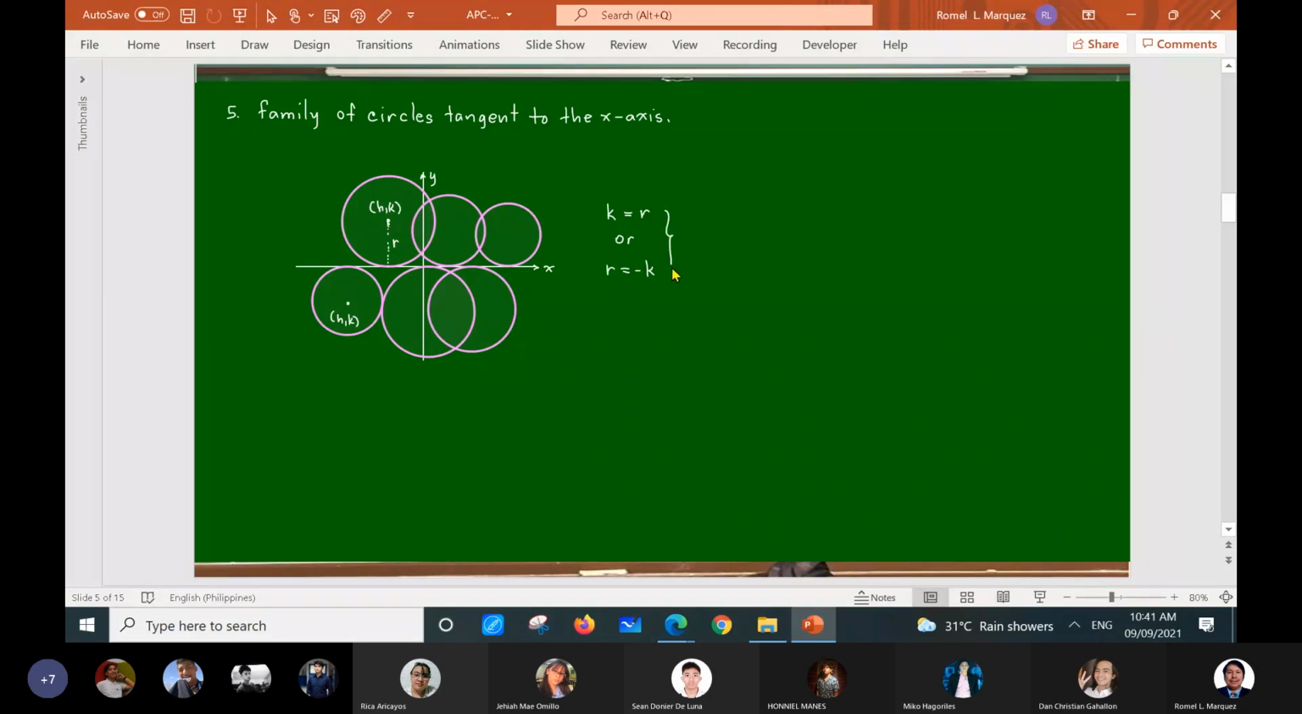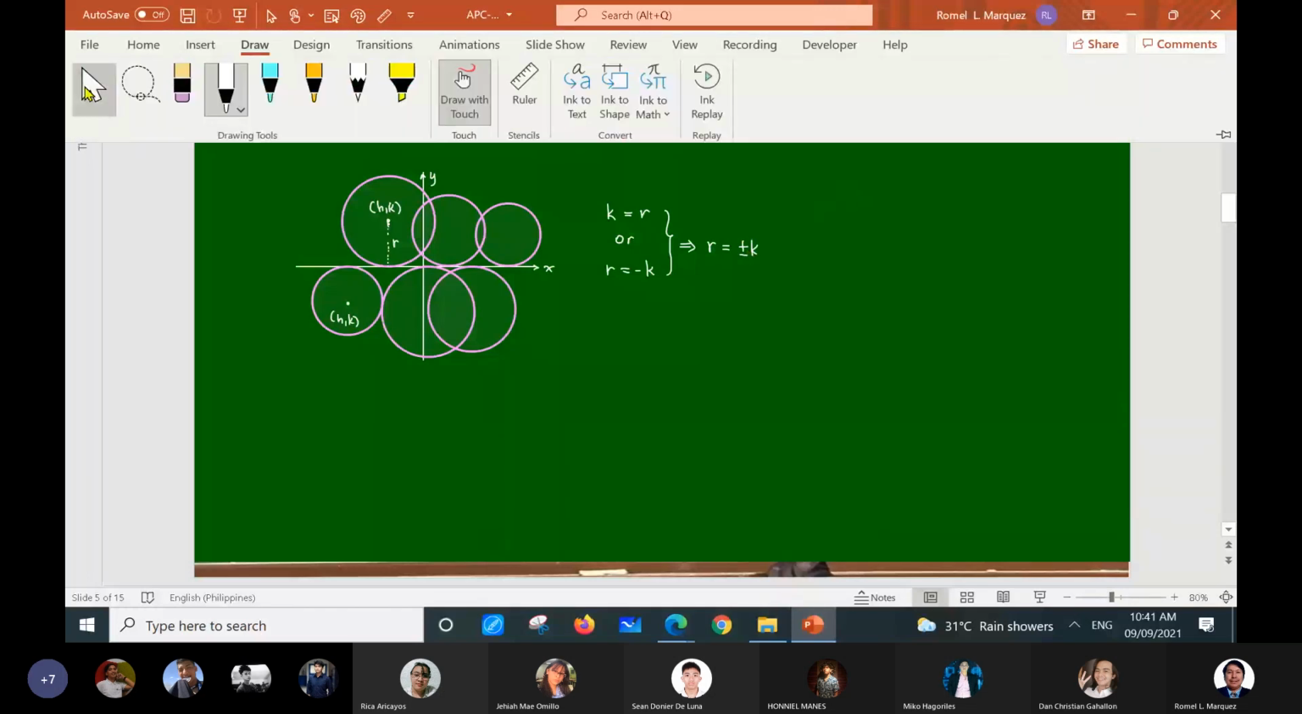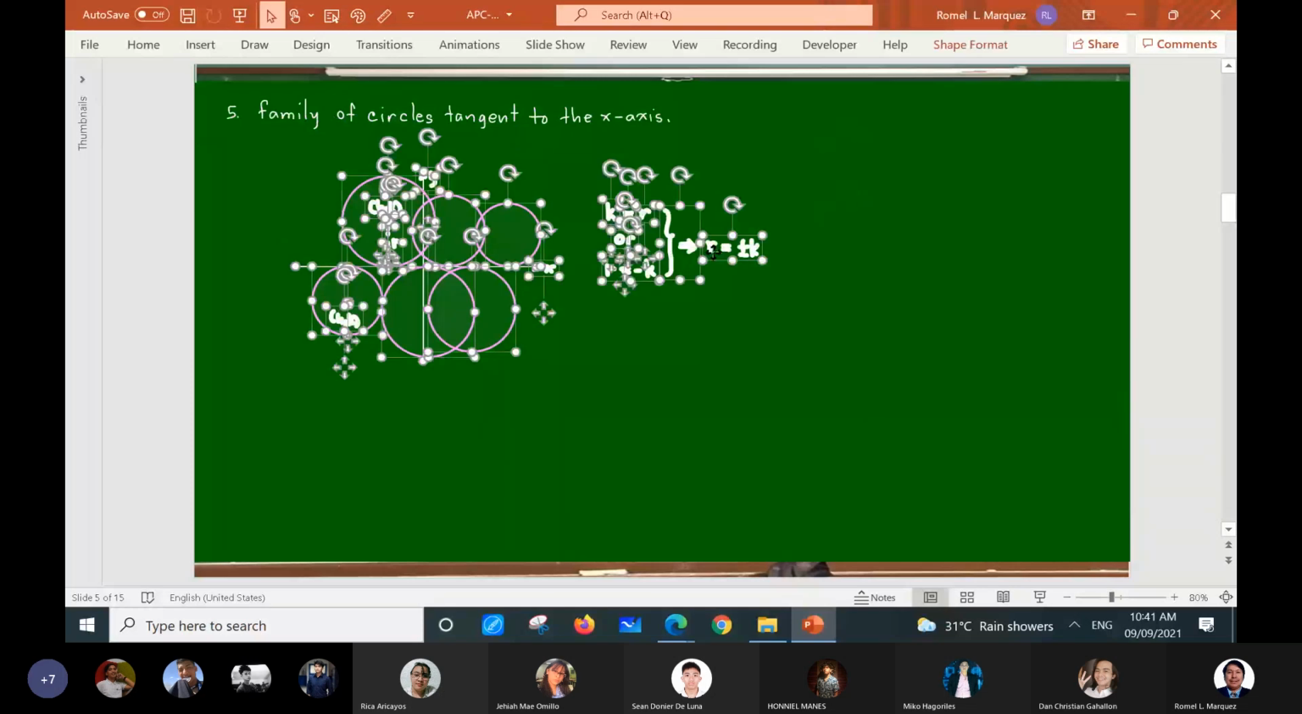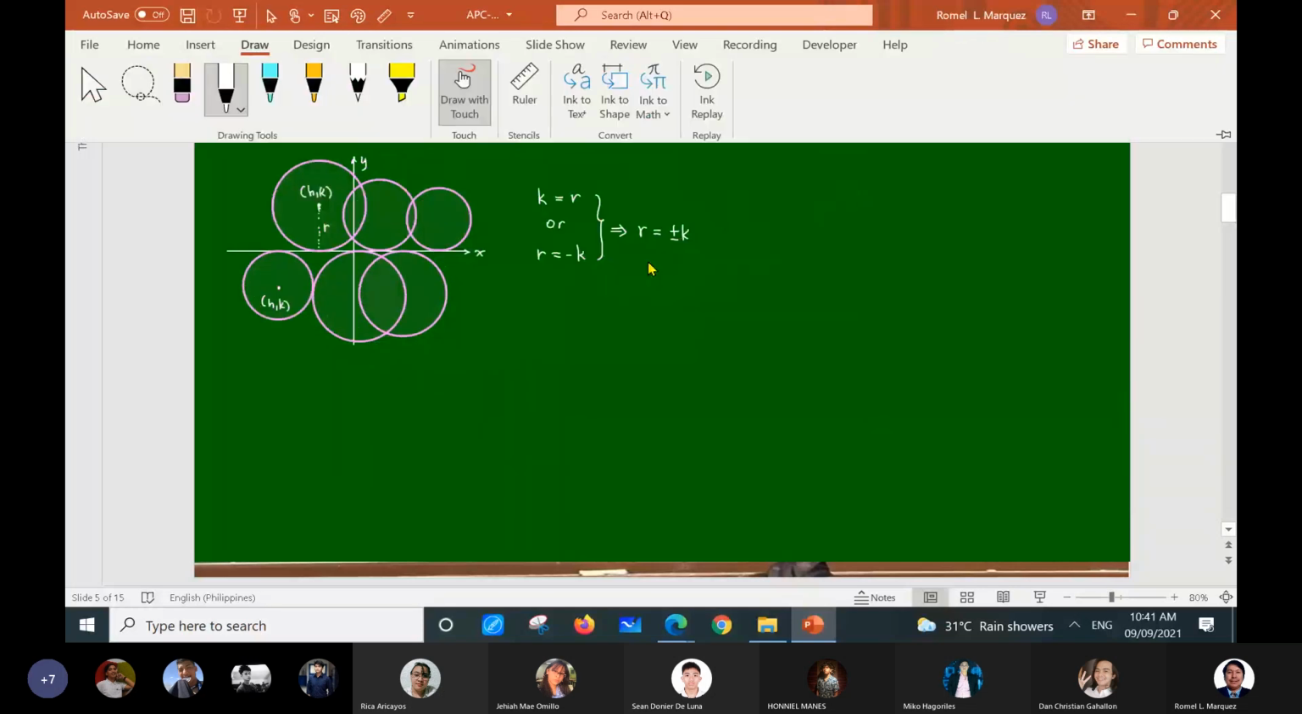Am I right, children? Or you can say that k is equal to plus or minus r. Or r equals plus or minus k. Am I correct? Depending on whether the circle is above or below. Or if you want, you can have it as absolute value. Pwede rin naka-absolute value. Yan. So, this means you can write that r is the absolute value of k. Yan. So, anong standard form again ng circle?